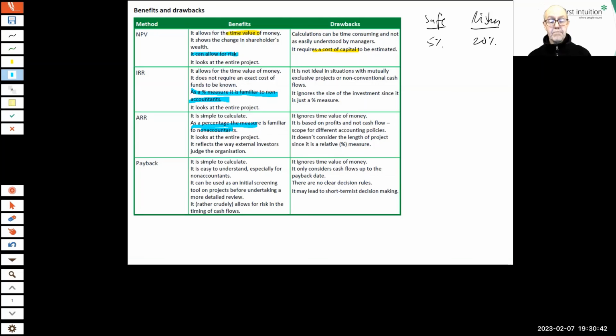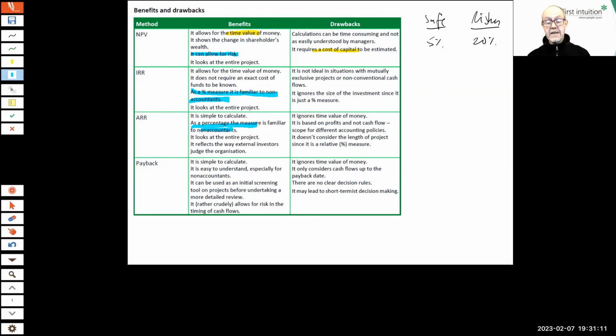Most outside investors will be interested in how much will my money earn. If I put in 100,000, how much will it earn? So it's very much a return on money invested. Problem is, it doesn't take into account the timing of cash flows. It just looks at profit over the life of it.